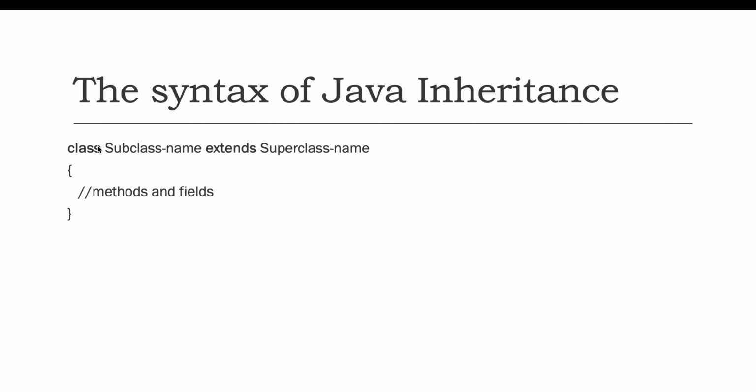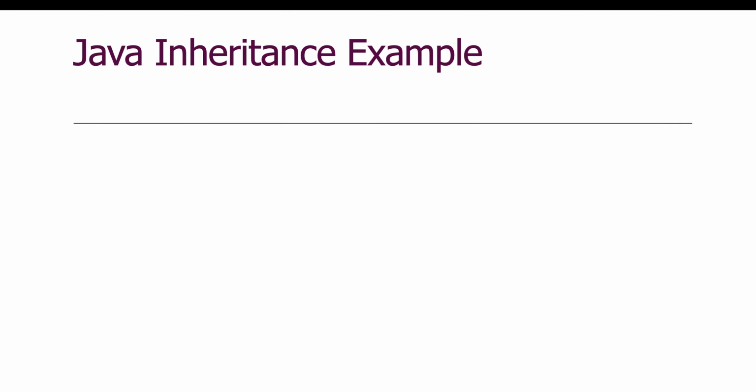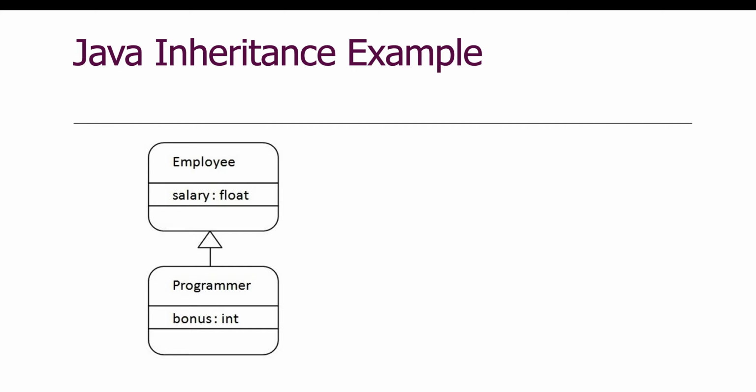This is the simple syntax: we provide class, then the subclass name, then the extends keyword, and then the superclass name. Inside that there can be some methods and fields, similar to the superclass or its own subclass methods and fields. Let's take an example to understand in detail. Let's say we have an Employee class which has some properties, like salary of type float, and let's say another class is Programmer and it also has some property, let's say bonus of type int.